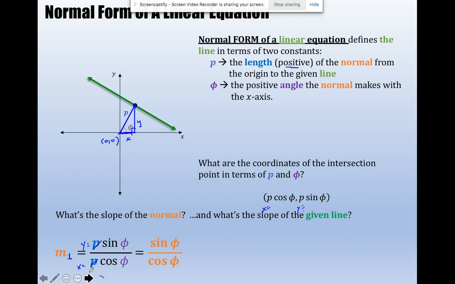Well, what's the slope of the given line, the green line? What's the relationship between slopes of perpendicular lines? Negate and flip, baby. Right? OMG. I have the slope of my given line defined in terms of trig.